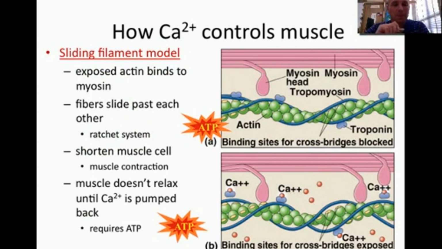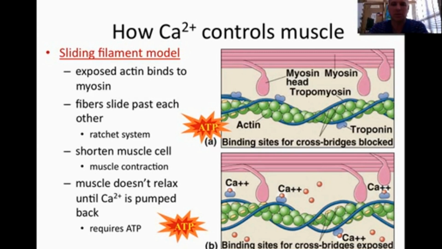So that leads us to what's called the sliding filament model. It's called the sliding filament model because the myosin heads act kind of like a ratchet. They'll reach out and grab actin and pull it in a motion, pull it one way or the other. It acts as a ratchet system, and it's controlled by this calcium.